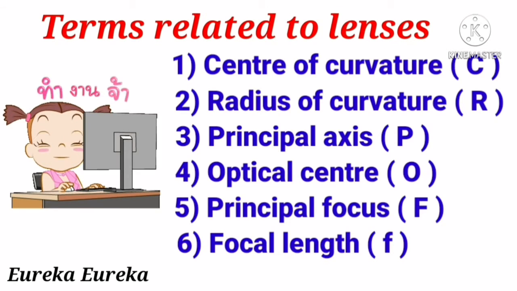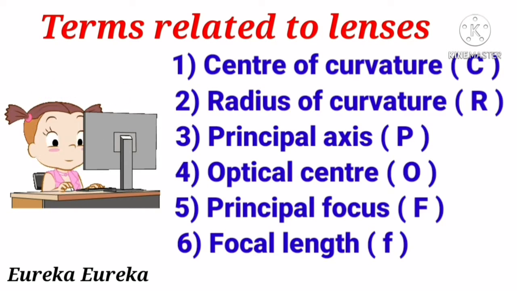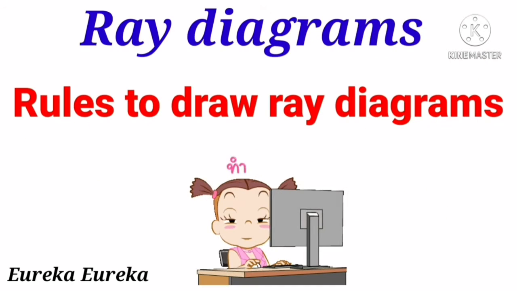We should understand the terms which are related to the concave lens and the convex lens, and only then will we be able to draw the diagrams for refraction, and these are referred to as ray diagrams.